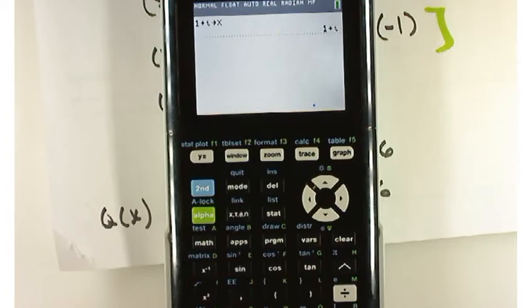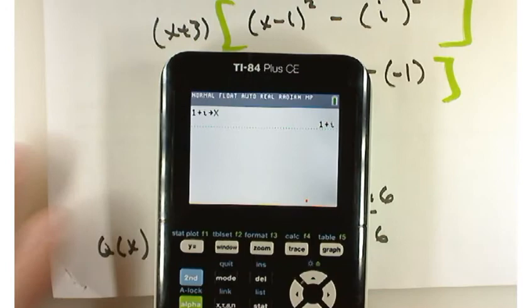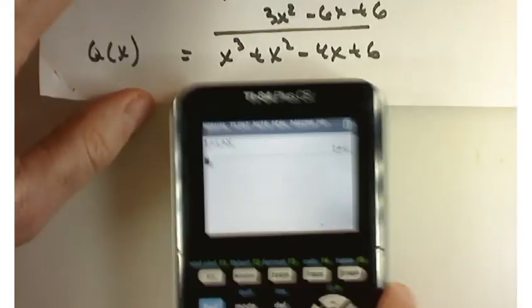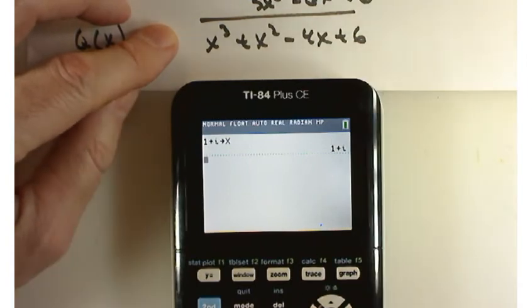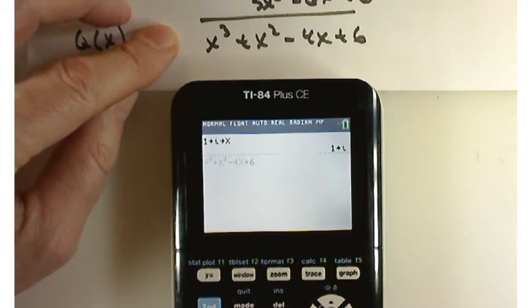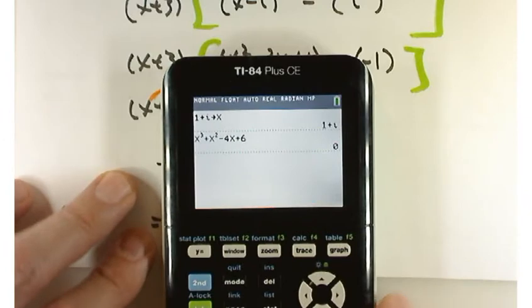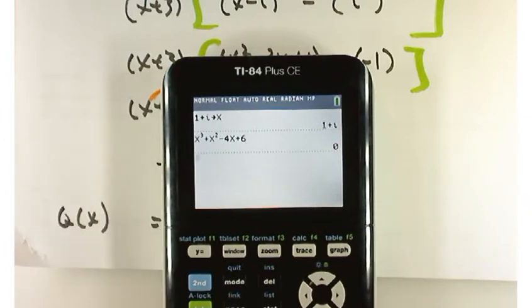Now, how do I work it from there? Well, I want to type in the polynomial and see if my solution for X actually works. If I take X raised to the third power plus X squared minus 4X plus 6, hey, I got 0. That's what I should get.